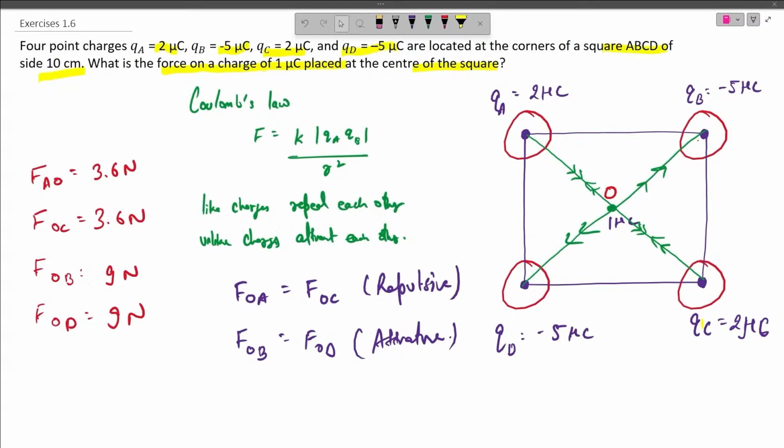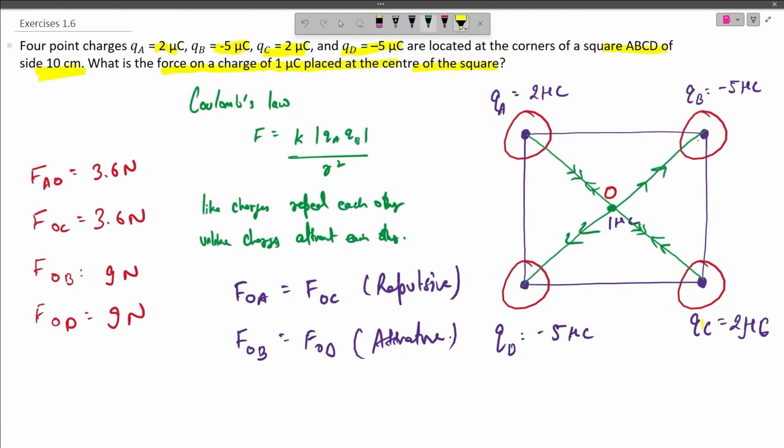The question says that 4-point charges QA of 2 microcoulomb, QB of -5 microcoulomb, QC of 2 microcoulomb, QD of -5 microcoulomb are located at the corners of a square ABCD of side 10 centimeter. What is the force on charge 1 microcoulomb placed at the center of the square?